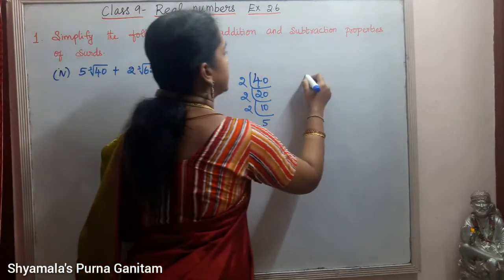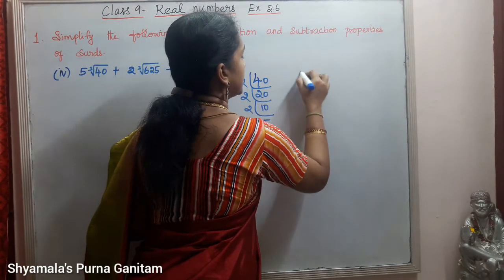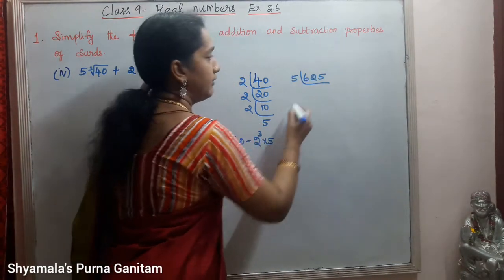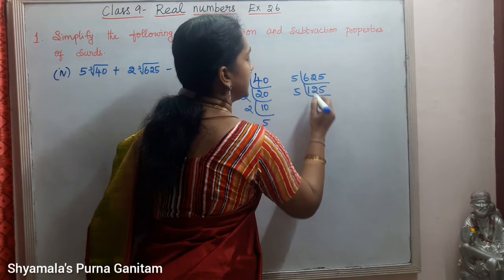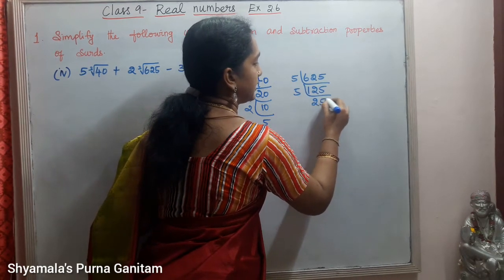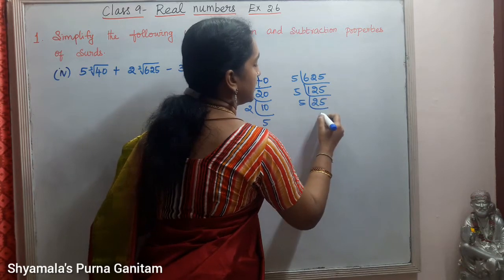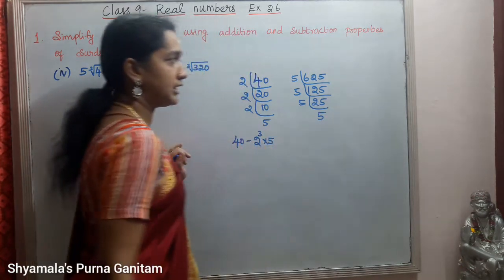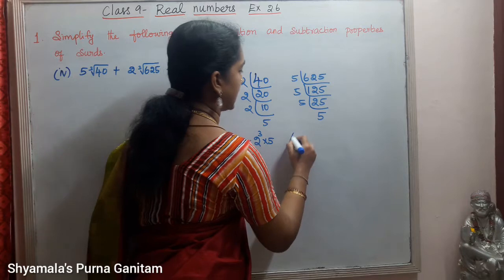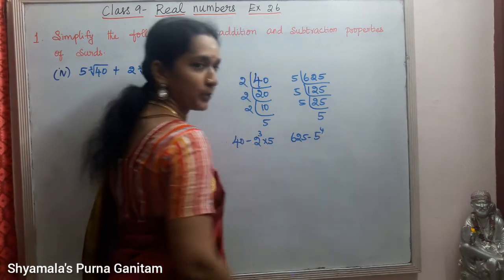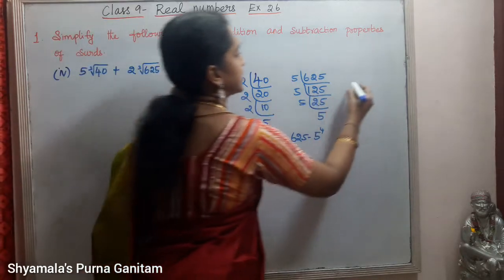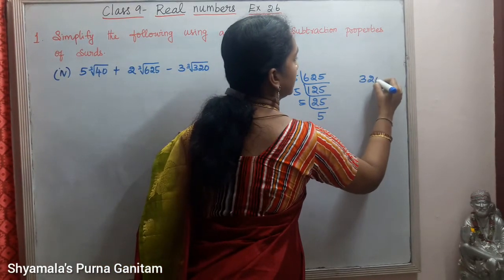Okay. Then 625. For this one, 5 ones are 5, 5 twos are 10, 5 fives are 25, then 5 25s are 125, then 5 fives are 25. So here we can write this 625 as 5 power 4. Okay, then next one is 320.